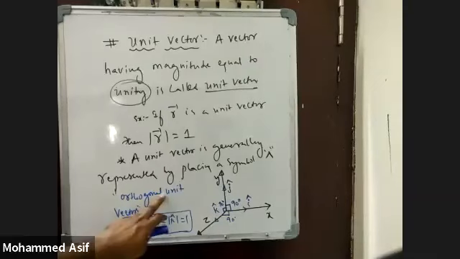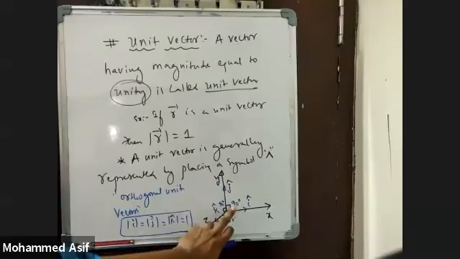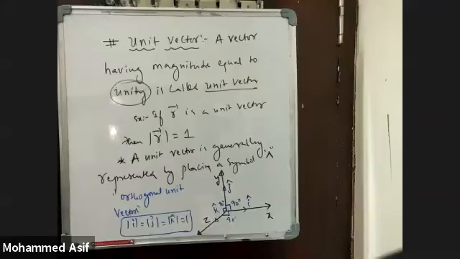Clear? Yes, sir. Sir, once explain orthogonal unit vectors. Orthogonal means 90. The angle between I and j is how much? 90. So I and j are called orthogonal. If someone asks what the orthogonal unit vectors are, I and j are orthogonal vectors, j and k are orthogonal vectors, and k and I are also orthogonal vectors. Vectors in which the angle between the two is 90 degrees are called orthogonal vectors.